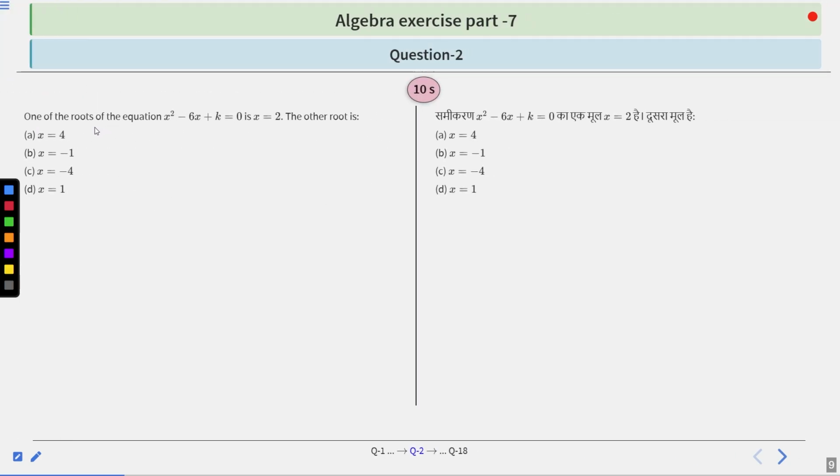Next, one of the roots of the equation x² − 6x + k = 0 is x = 2. The other root is, and the options are option A, x = 4, option B, x = −1, option C, x = −4, and option D, x = 1. These are the options, and I'm giving you 10 seconds to find which one of them is correct. After that, I will do the solution for you.